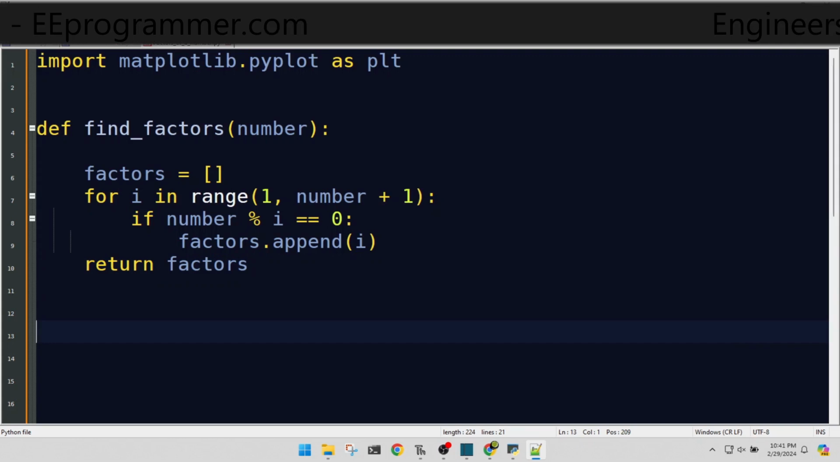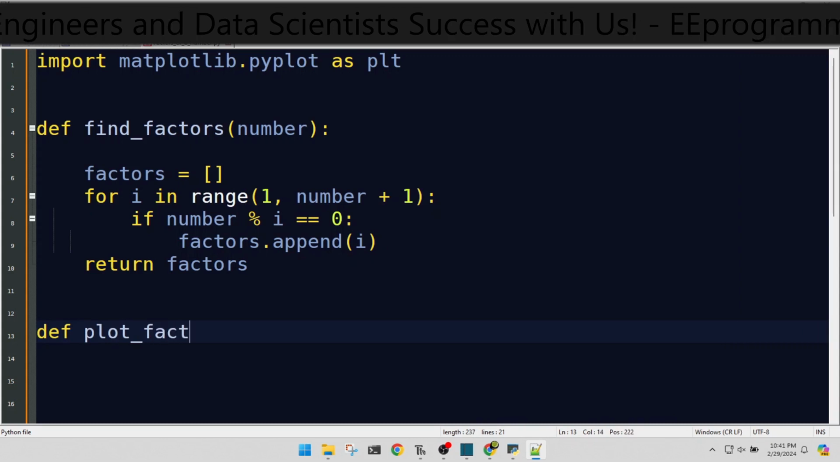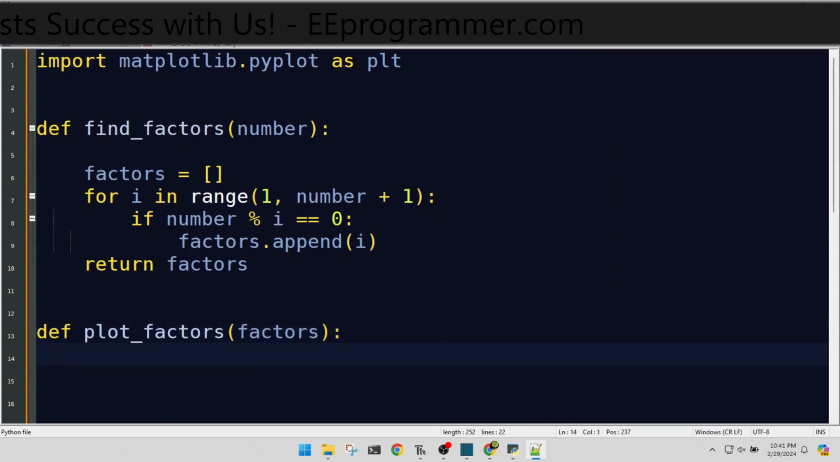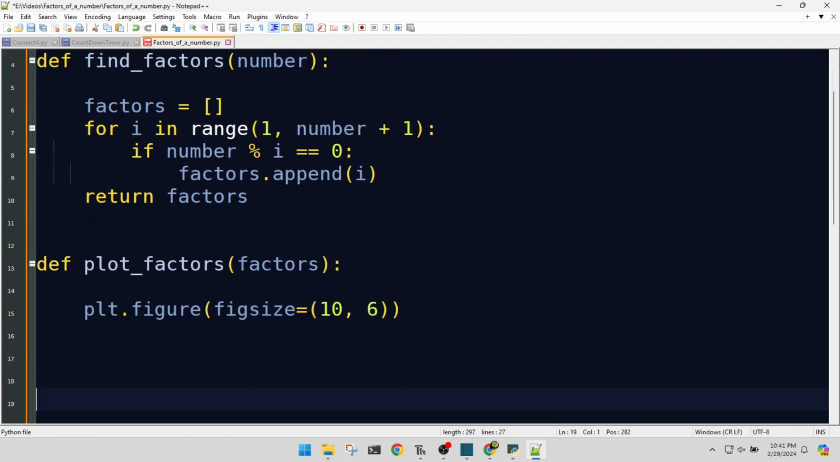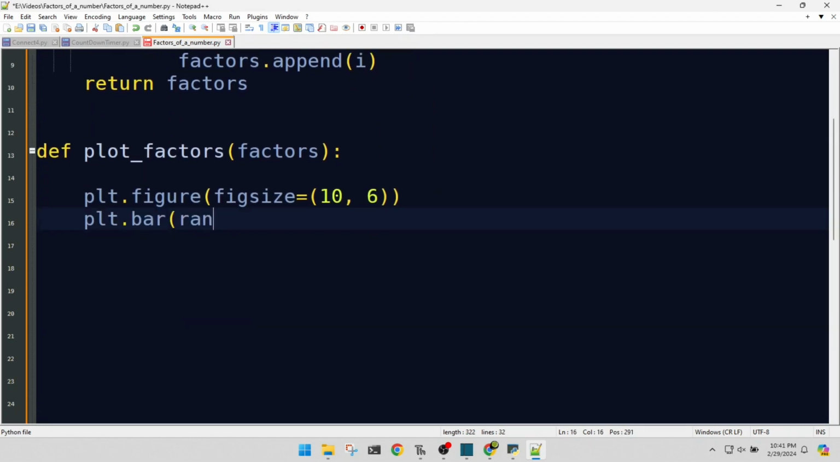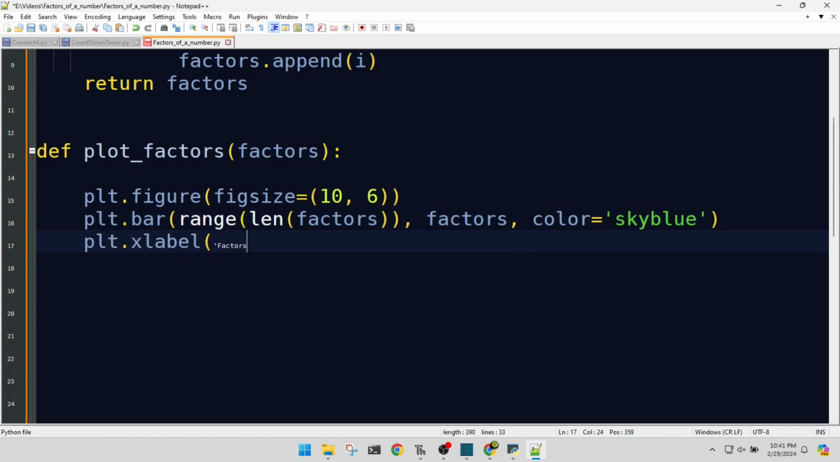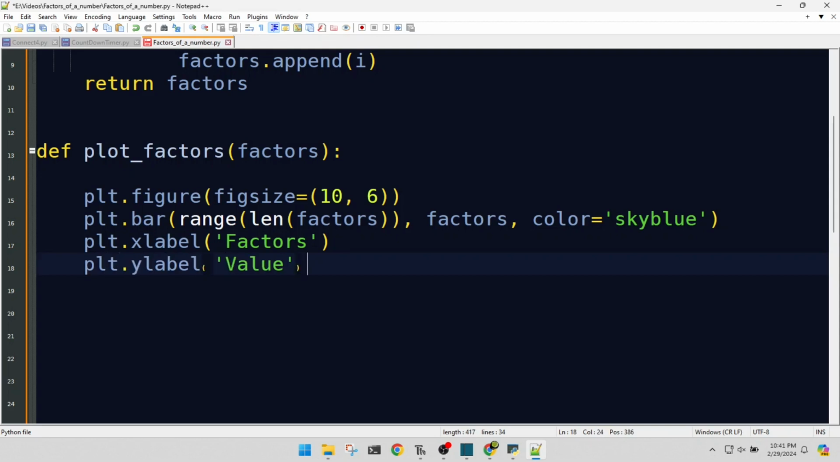Function to plot factors using a bar chart. Preparing the stage, our canvas awaits to narrate the story of factors. Each factor rises, a bar in the chart, reaching up to its value. Labeling the z-axis, a roster of factors in order. The y-axis, a measure of magnitude, each tick a testament to divisibility.